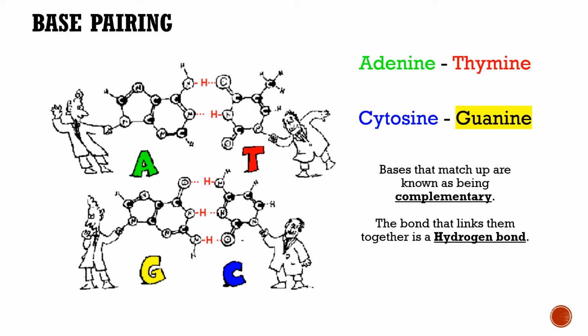Now, there's a particular reason why A always binds with T and G always binds with C. It's because of the number of hydrogen bonds that are created between the molecules. A and T only create 2, and G and C create 3.